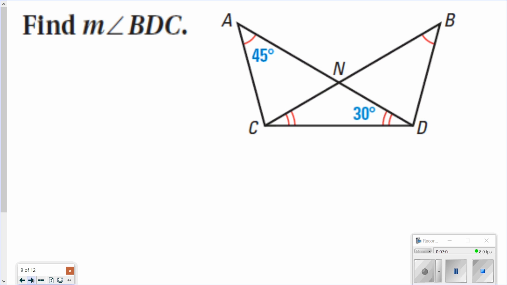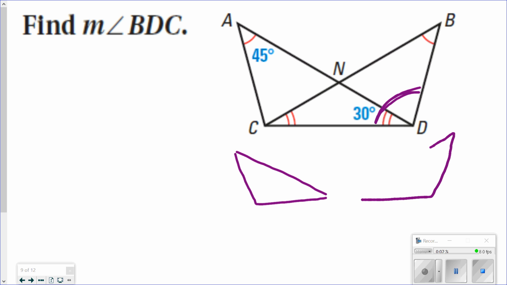All right, so now let's find the measure of angle BDC. So BDC would be this large angle right here. Now, if I look at this figure, I technically have two triangles that kind of form together. So I'm actually going to redraw these triangles. And I am not an artist. Okay, so something like that.